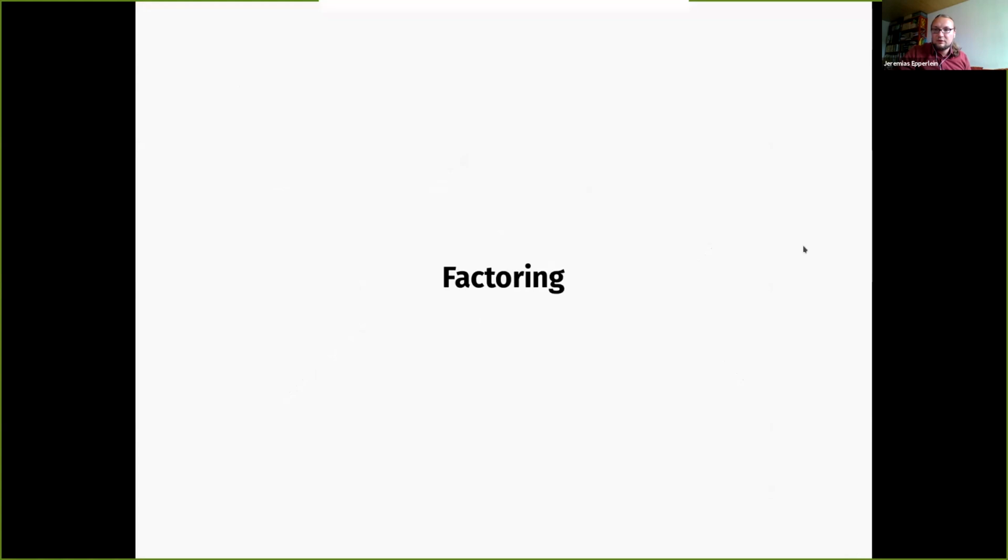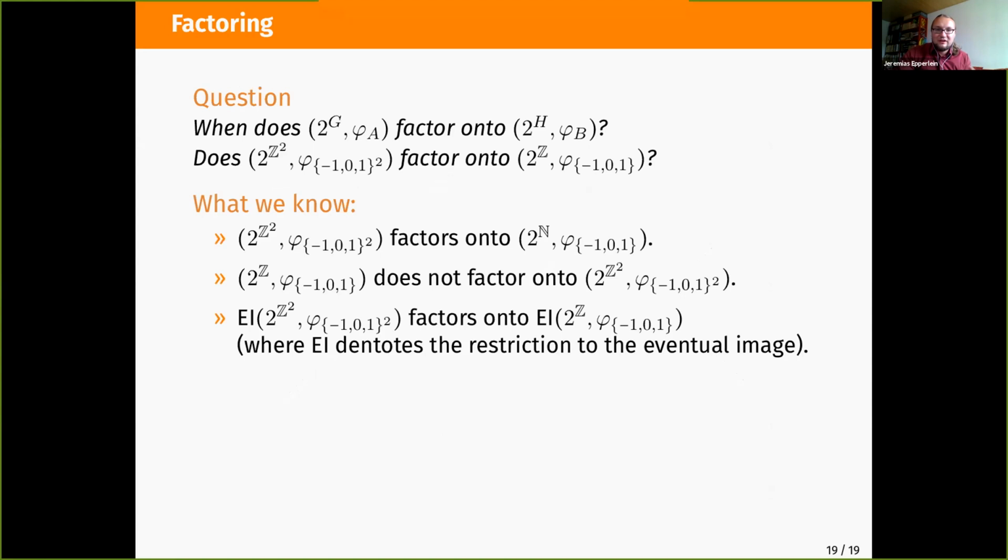With some questions that originally motivated us to consider these systems, namely factoring. So we talked about when these systems are conjugate or when they are not conjugate. And now the question is, when does one of these systems factor onto the other? To make it very precise, does the two-dimensional system with the square as generators factor onto the one-dimensional system with this minus 1, 0, 1 interval? We've been thinking about this question for 2 years, and we switched our opinion a lot on whether there should be a factor map or not.